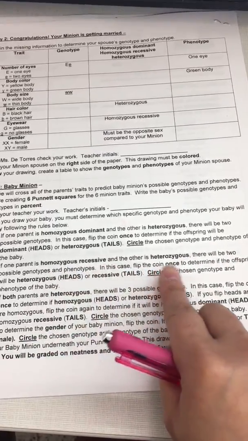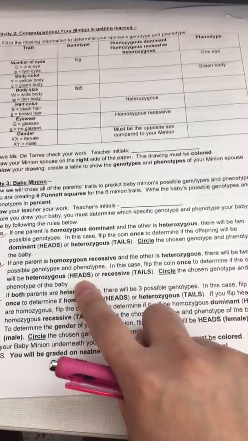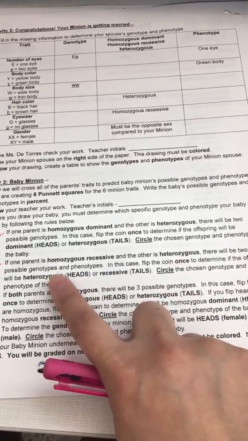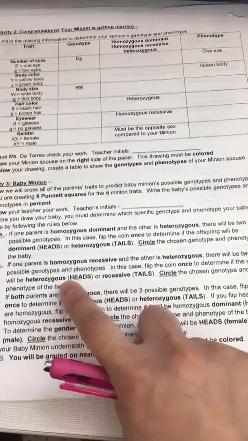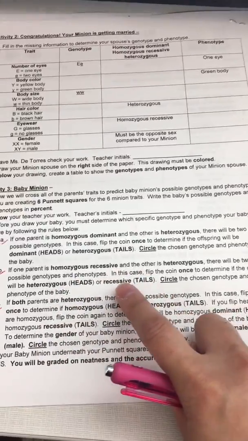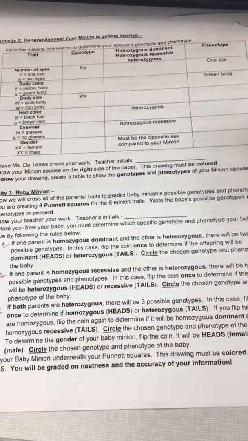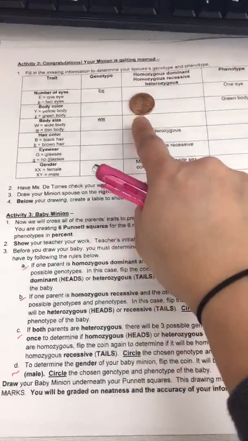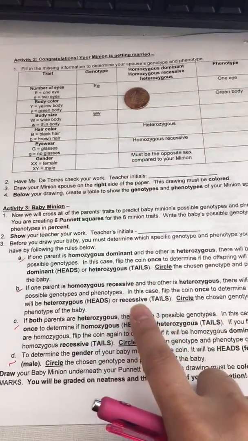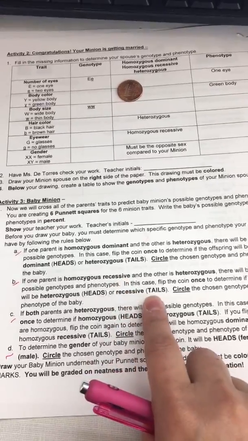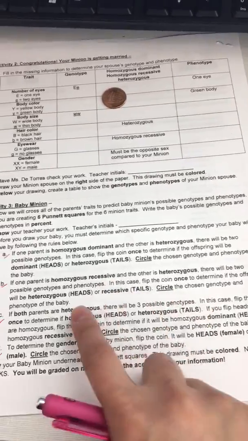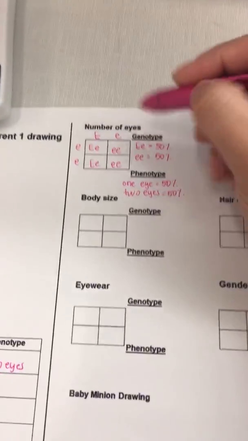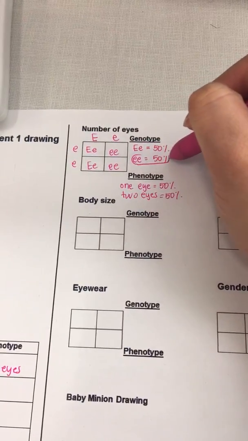So in this case, I'm going to flip the coin once. If I get heads, that means I'm going to have a baby that has the heterozygous genotype. If I flip tails, then that means the baby's going to have homozygous recessive. Okay? So in this case, I have tails. So that means that tails means homozygous recessive. And I'm going to circle the genotype and phenotype that the baby has. So the baby is homozygous recessive, so I'm going to go ahead and circle that.